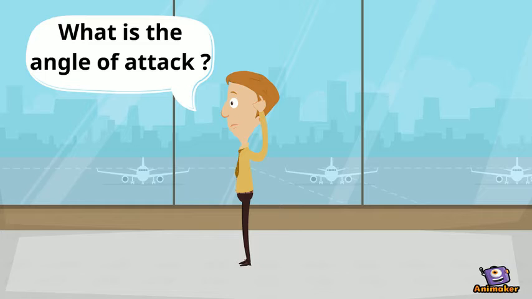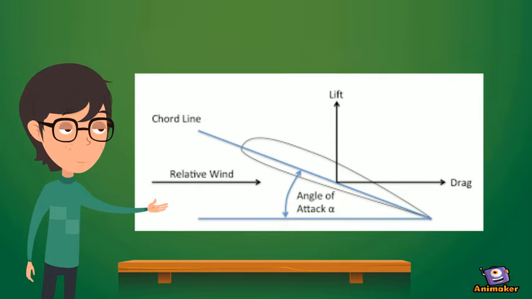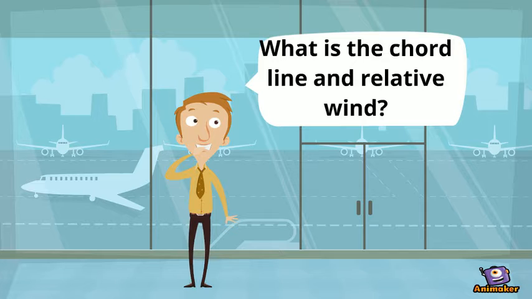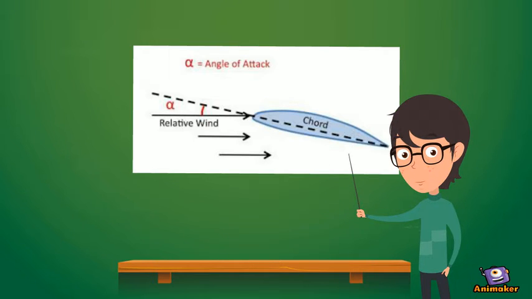What is the angle of attack? The angle of attack is defined as the angle between the chord line of the airfoil and the direction of the relative wind. But, what is the chord line and relative wind? The chord line is an imaginary straight line drawn through an airfoil from the leading edge to the trailing edge. The relative wind is the direction of the airflow produced by an object moving through the air.